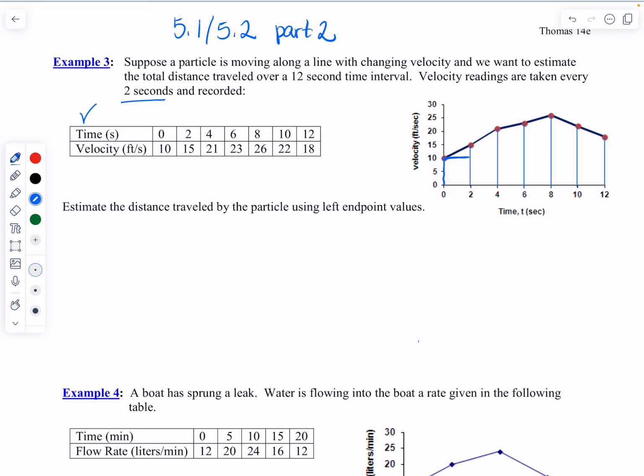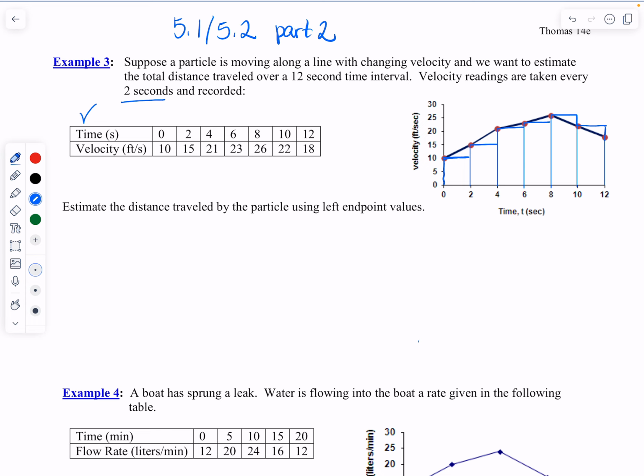The left endpoint would be at 2 for the next one, the next one would be at 4, the next one would be at 6, the next one would be at 8, and the last one would be at 10. So here is what my rectangles look like.